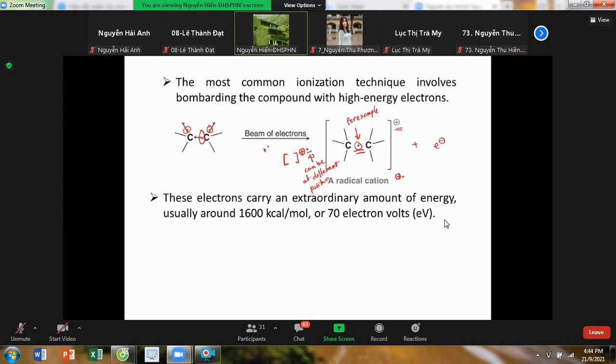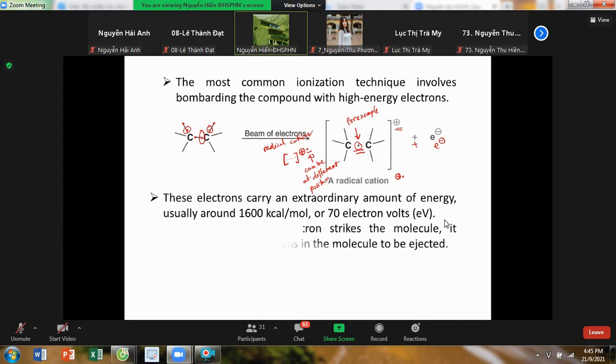Cái này gọi là một cái radical cation ions. Ở cơ chế một thì mình chỉ học radical với lại carbocation đúng không? Nhưng mà trong cái trường này chúng ta có một cái sản phẩm mà gọi là radical cation ions.